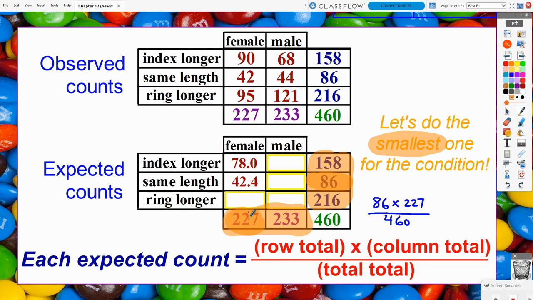And then from there, I can really use the subtotals to help me figure out what all the rest of the values are. Because remember, 78, 42.4, and the third entry here all have to add up to 227. So subtracting those, I can figure out that this third number has to be 106.6. And then when I subtract these from the row subtotals, I can figure out quite easily what those other expected counts are. So again, you can easily figure out what these expected counts are, especially if you have a small enough table to work with.